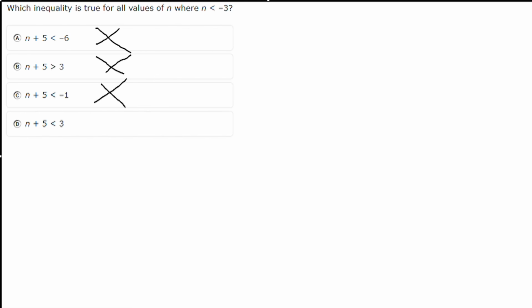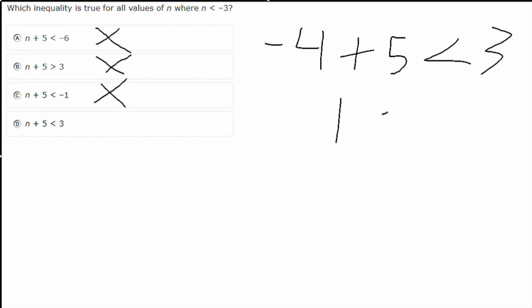That leaves us with answer choice D. Now, some people like to just go ahead and bubble that in because it's the only option left, but I always like to encourage you to solve every single answer choice. Negative 4 plus 5 is less than 3. Negative 4 plus 5 we said is 1. Is 1 less than 3? Yes, it is. Therefore, D is the correct answer choice.